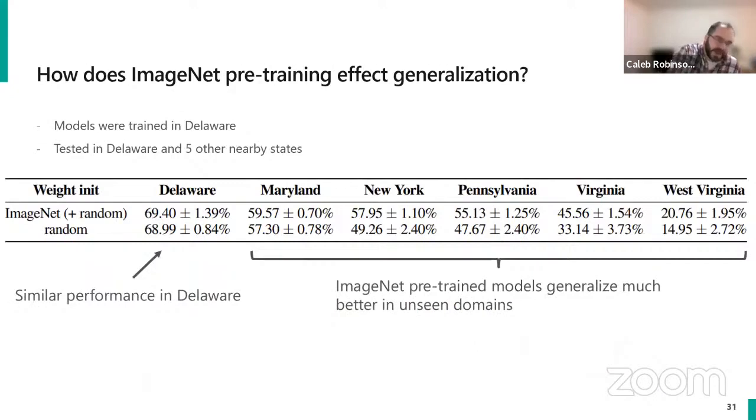And then another question we ask is how ImageNet pre-training affects generalization performance. So in this setup, we trained land cover models on data from the state of Delaware in the US. And then we tested the models on Delaware and on other nearby states that we have the same sort of input-output data for. So with an initialization with ImageNet weights versus random weights, on Delaware, they both look the same. You're getting around 69 mean IOU.